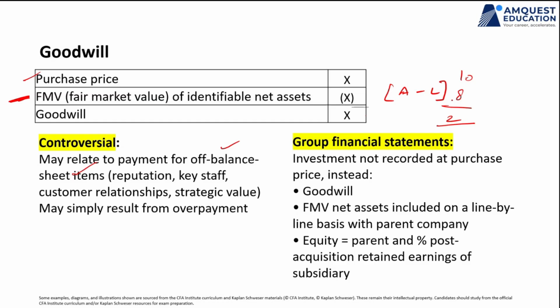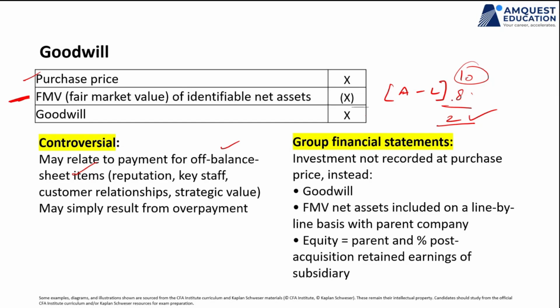Second possible reason why you are paying for goodwill or why you have goodwill is you overpaid. When the value of the business was only $8 million, you ended up paying $10 million, and the $2 million that you paid is more than the fair value of the business.